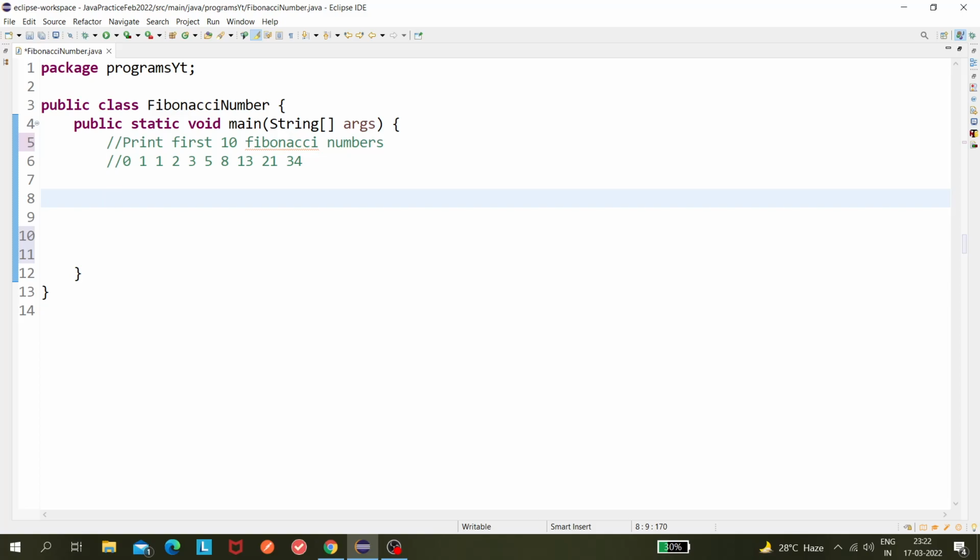I mean, normally the way we do it, and some other day we will be seeing the way in which we can do it through recursion. So, okay, let's get started.